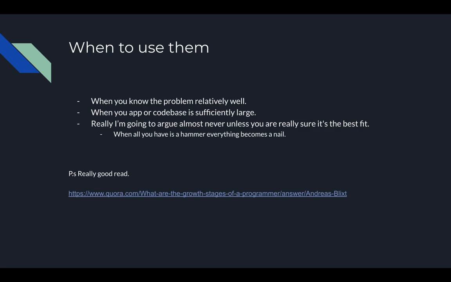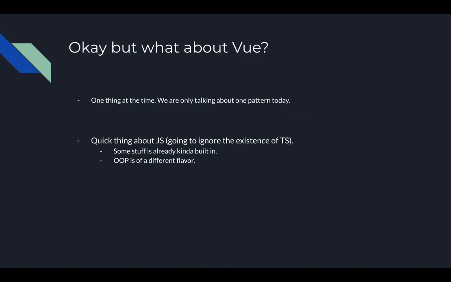So below is a link to a really good blog post, like a little 5-minute read, which describes the different growth stages of a programmer. Usually when you encounter design patterns, you're in the philosophy and abstraction stage that he describes, when you start using things for the sake of looking smart. But anyways, okay, enough about that.